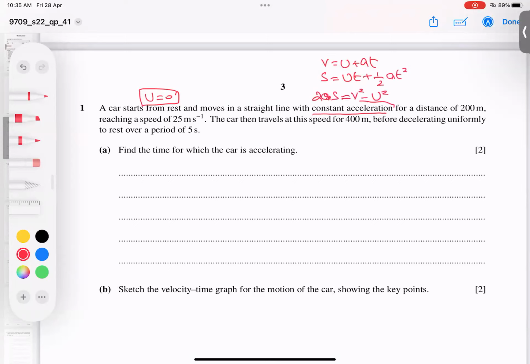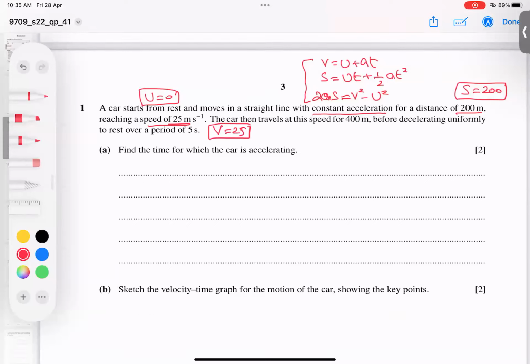So whenever the words constant acceleration are there, it means acceleration is constant, then you can use these equations. Otherwise you can't use them. Okay. The distance is 200 meters, so I'm writing s equals 200 meters. This is called writing data. And the speed reached is the final speed, 25, so I'm writing v equals 25.